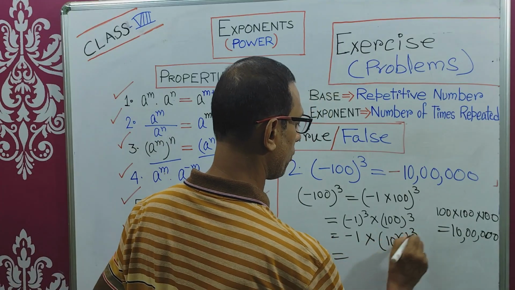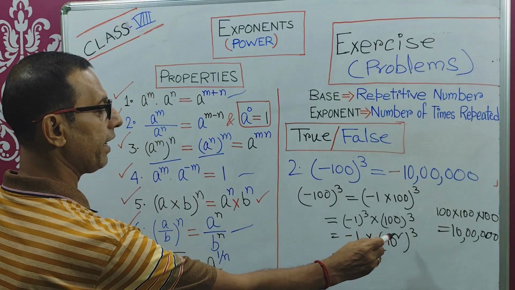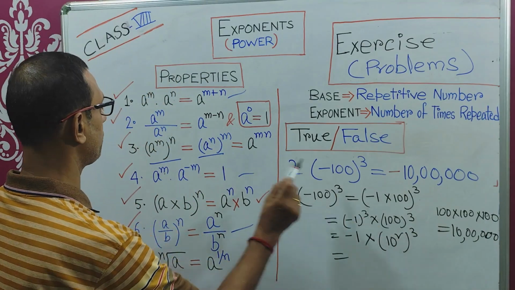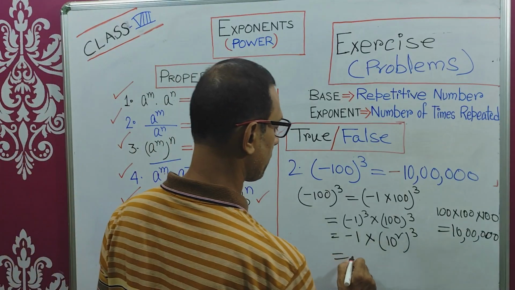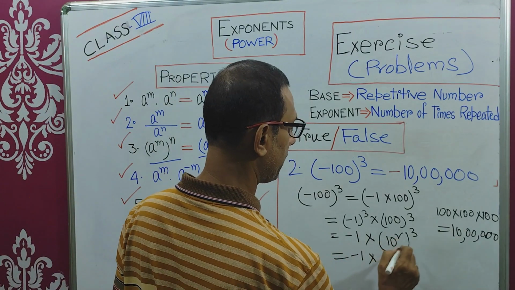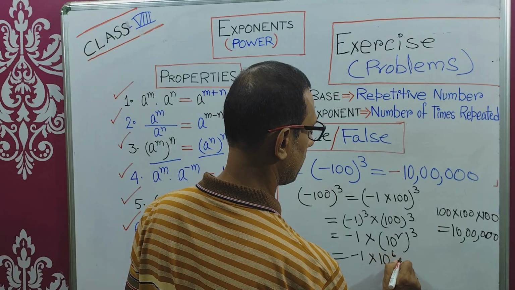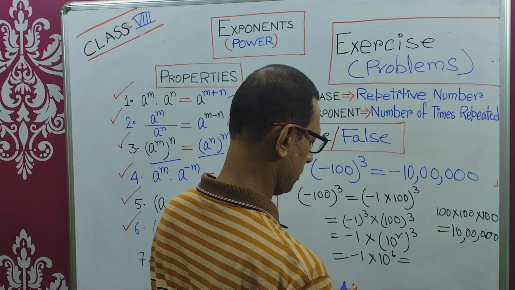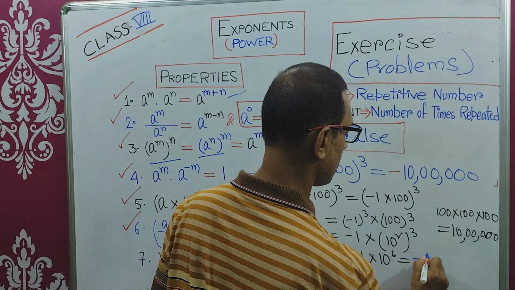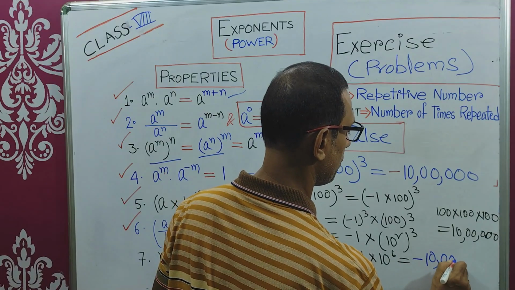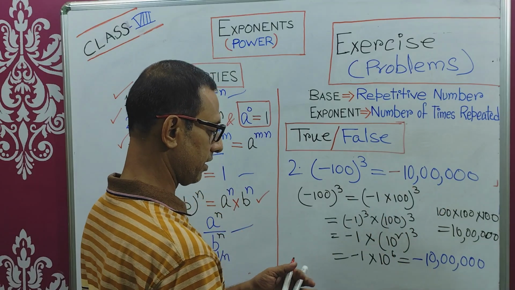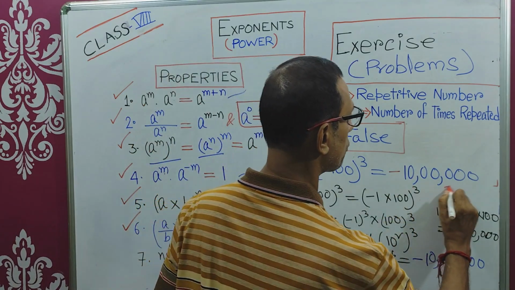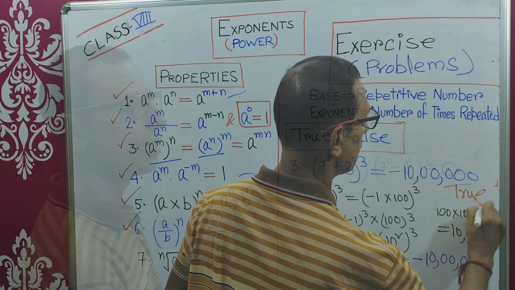So 10 square whole cube means, you know, a to the power m whole to the power n equals to a to the power mn. This formula, a to the power m whole to the power n equals to a to the power mn. So what you can do, minus 1 into 10 to the power 6. That means minus 1 0 0 0 0 0 0. So this is what it is given. That means it's a true statement.